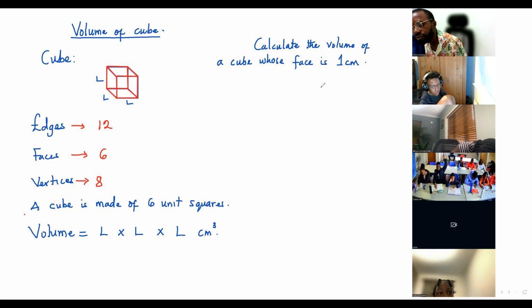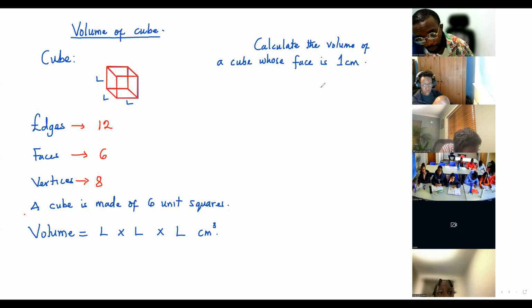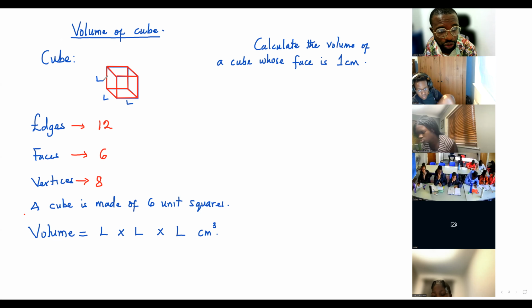Yes, Chris, I don't understand. You don't understand what? The volume there. The volume means we should, since all of the sides are the same.